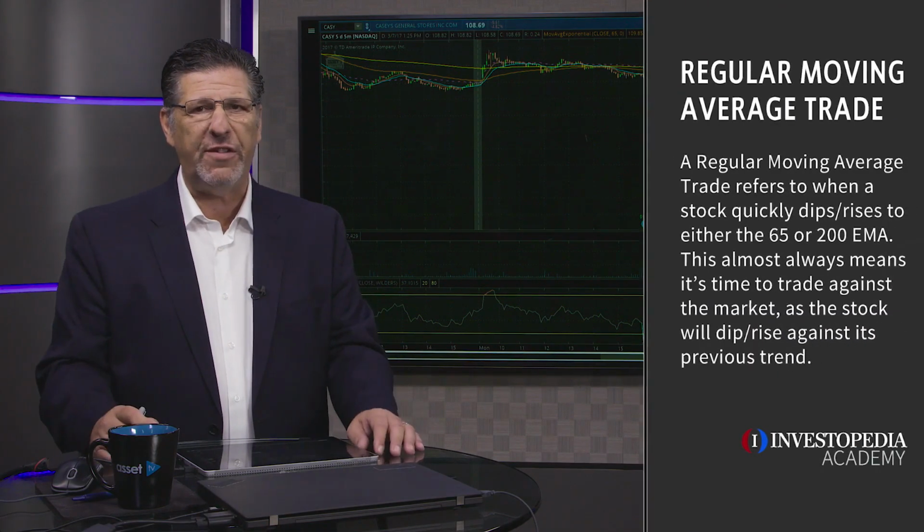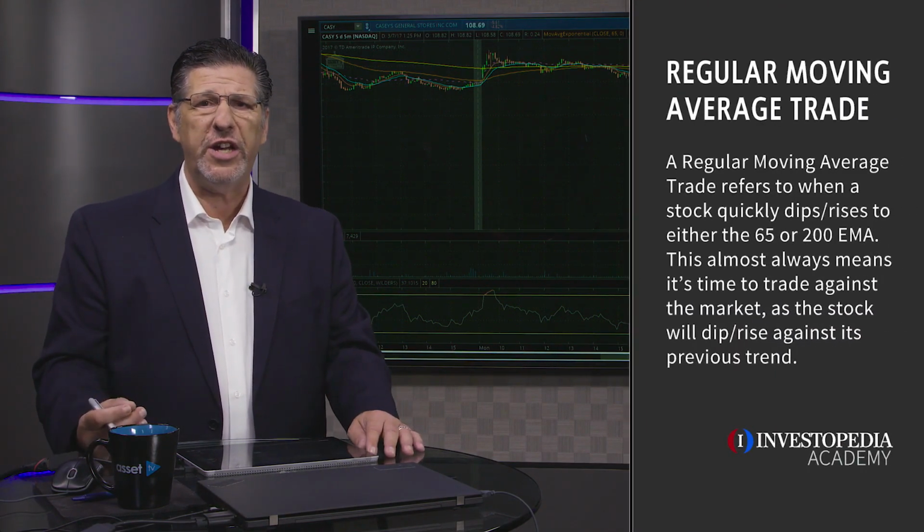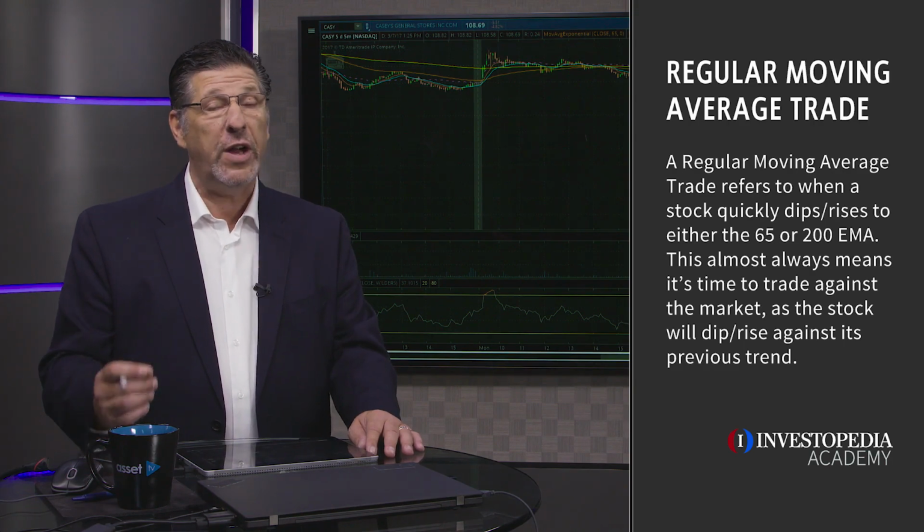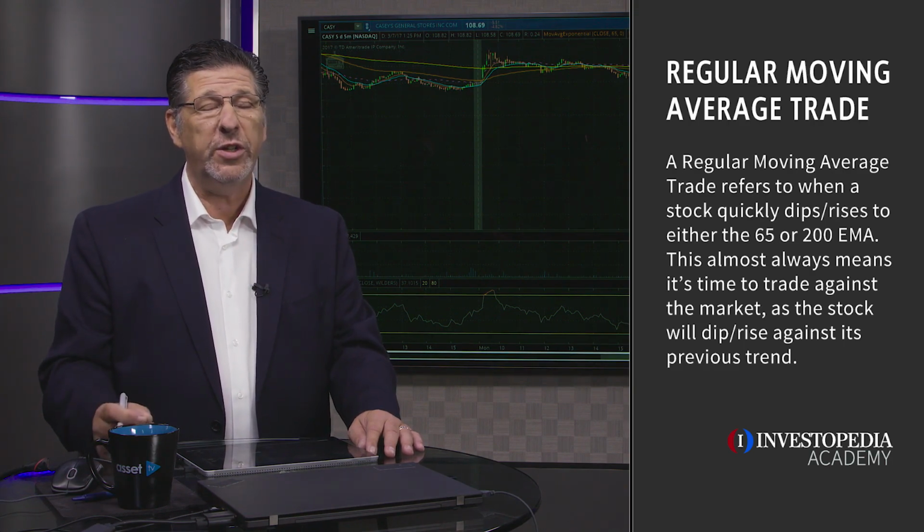So what is a regular moving average trade? We learned in a trend trade that we're only going to use our 9 and our 15 EMA. For a regular moving average trade, we are going to look to use our 65 and our 200 EMA. Let's take a walk over to the chart for a second. And before we start getting into details about the trade, let's just look what happened in this stock.